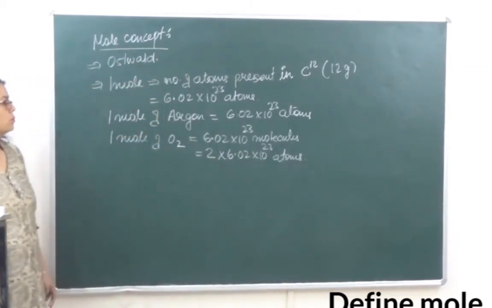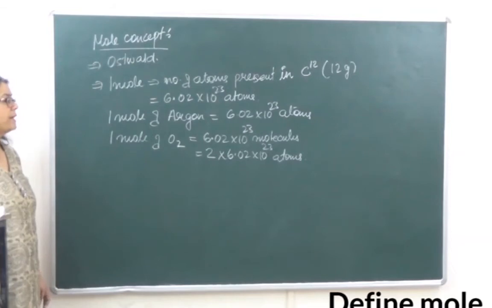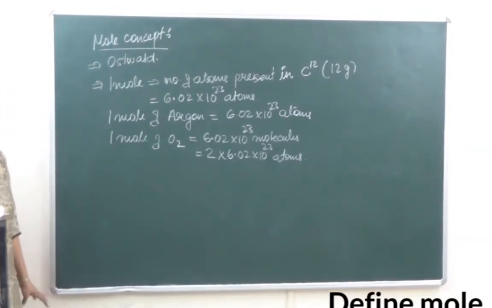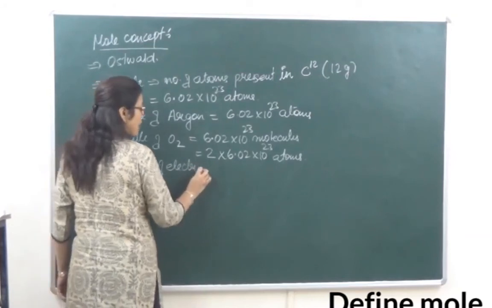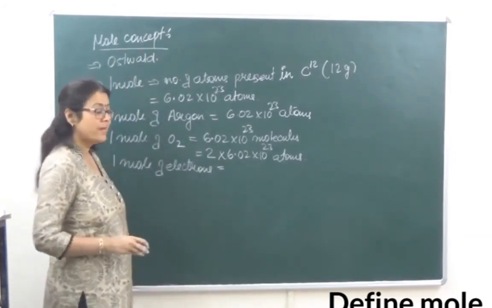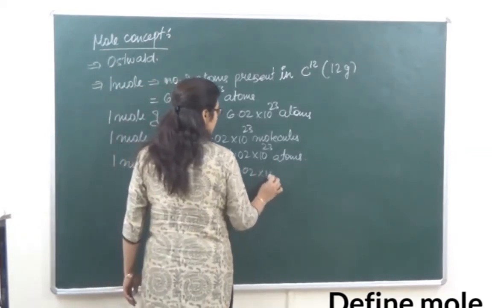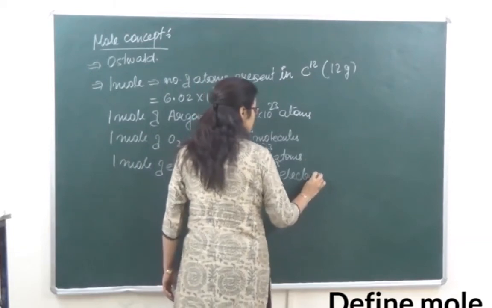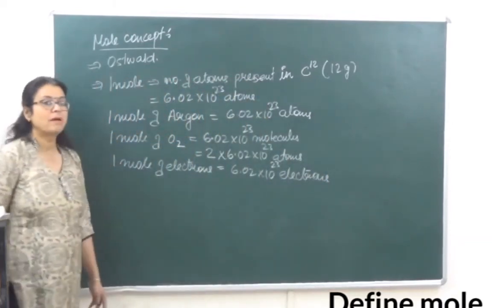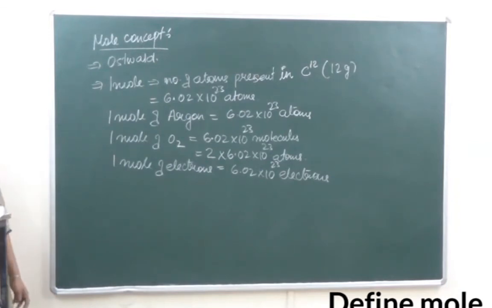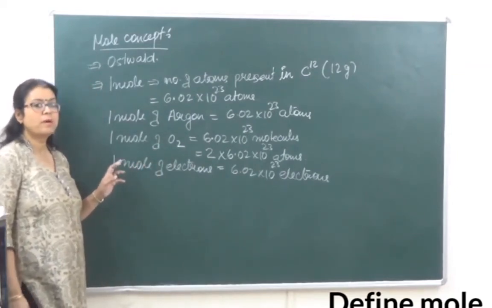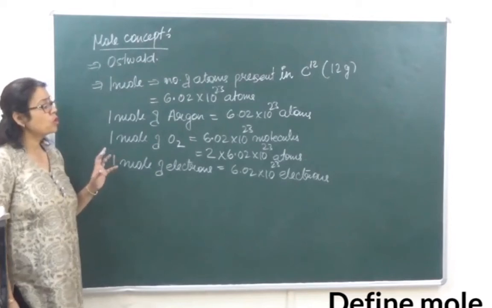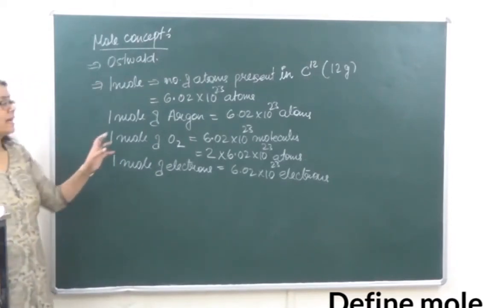So what does that mean? 1 mole is equal to 2 into 6.02 into 10 raised to power 23 atoms, right? In a similar manner, if we take 1 mole of electrons, how many electrons will be present in 1 mole of electrons? 6.02 into 10 raised to power 23 electrons are going to be present, right? So this way we say that 1 mole of every substance has 6.02 into 10 raised to power 23 entities.